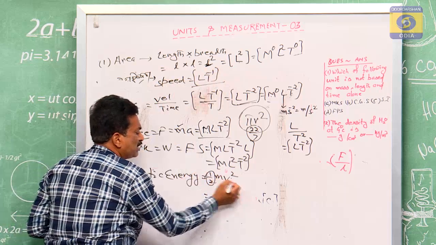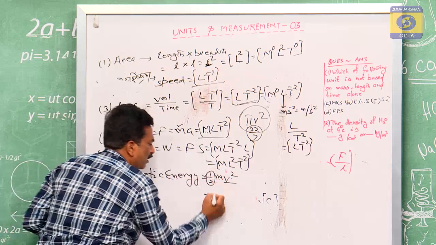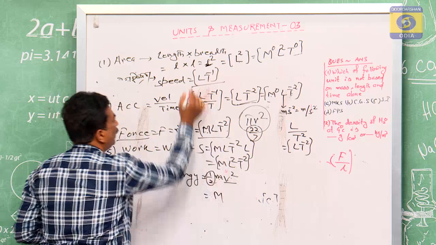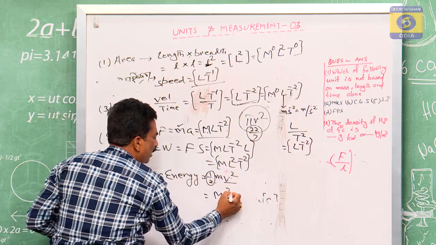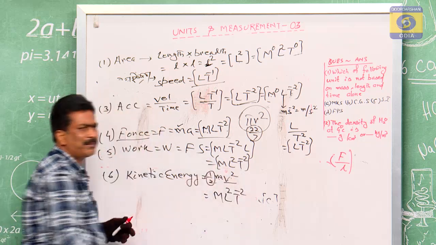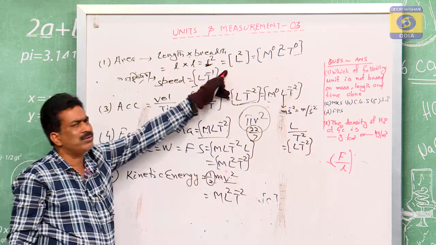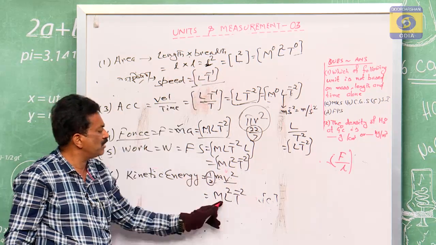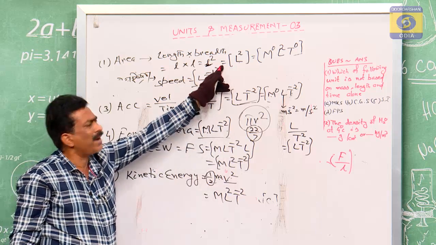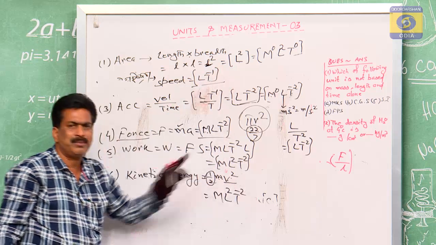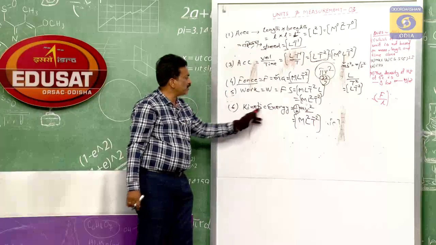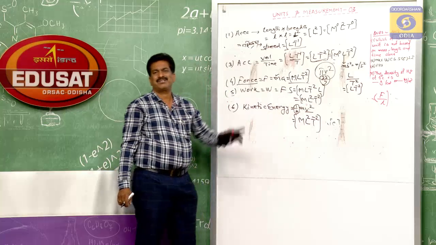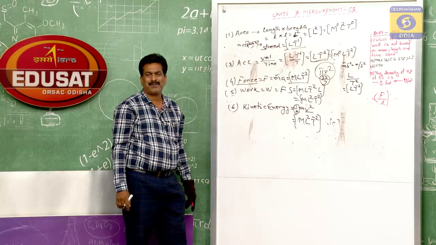So the V is known, M is known. For the M, that is M. For the V, L T to the power of -1. This is V square, so L square T to the power of -2, because it's squared. L square is the L square. T to the power of -1 squared will be T to the power of -2. This is the kinetic energy dimension, M L square T to the power of -2.